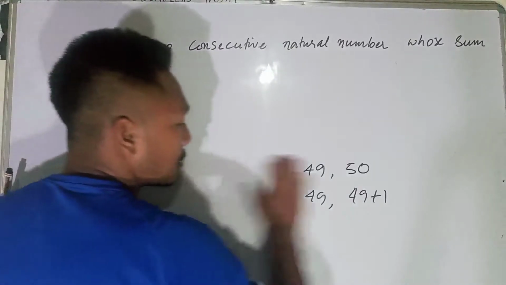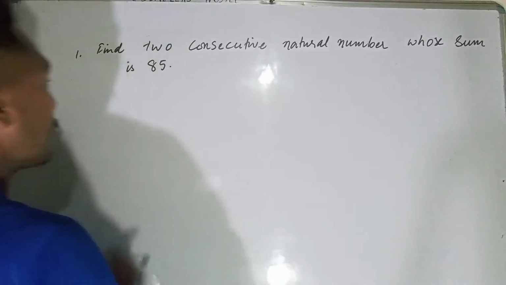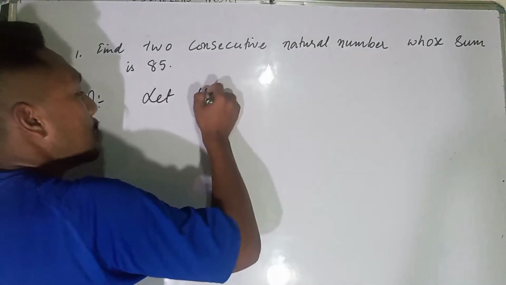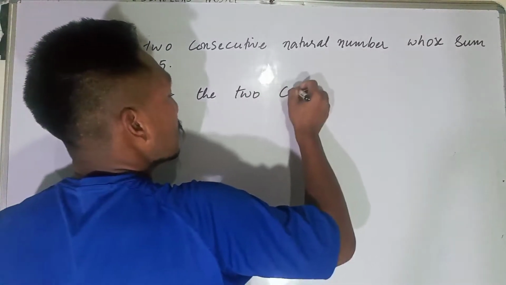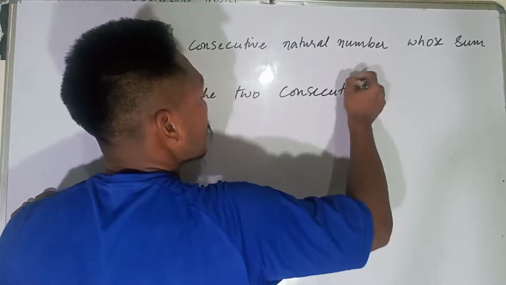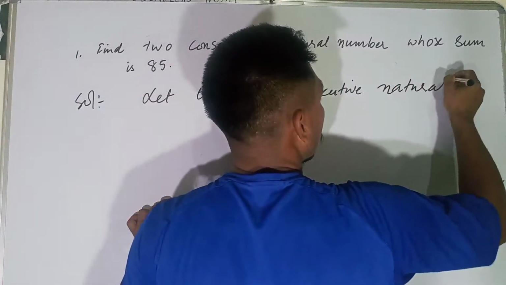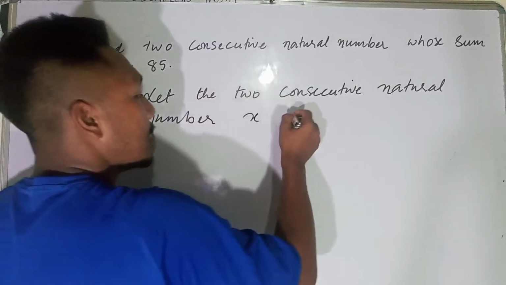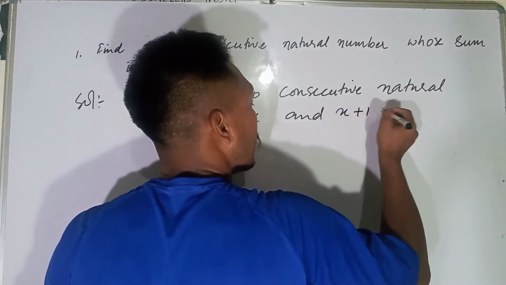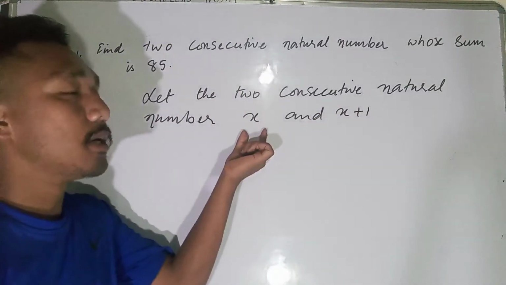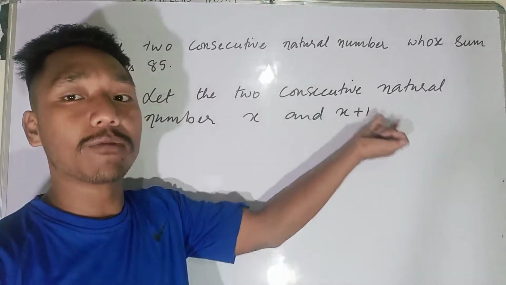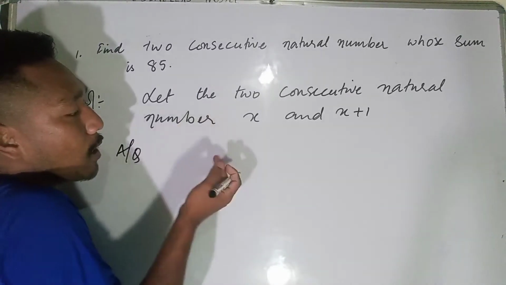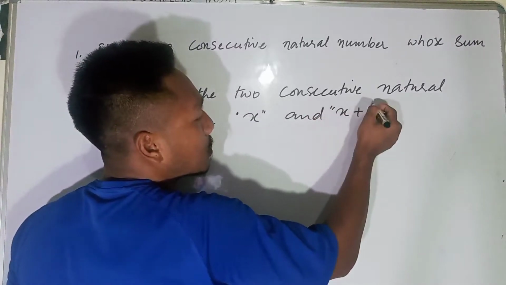Let's discuss this in more detail. The next number is what we call consecutive. So, solution: let the two consecutive natural numbers be x. If one is x, then another number will be x plus 1. If one number is 10, then another will be 10 plus 1, 11, right? According to the question, we don't know the two numbers, that's why I'm writing x, and another is x plus 1.